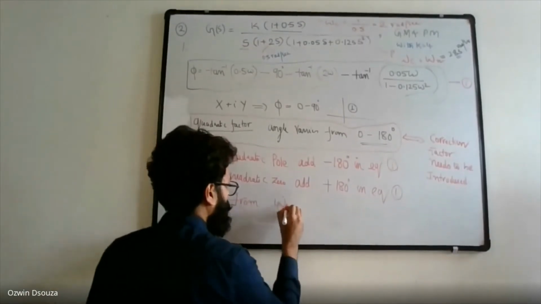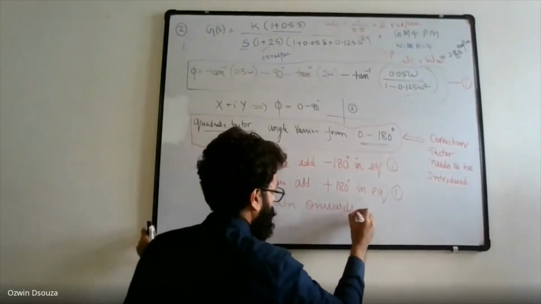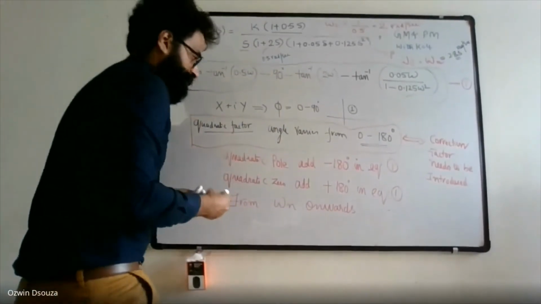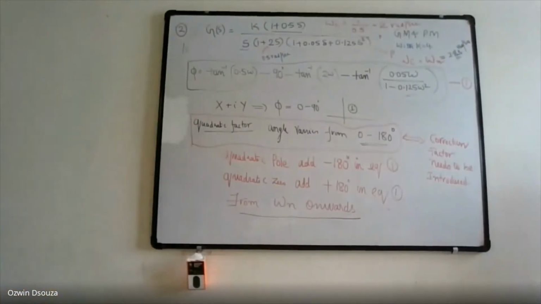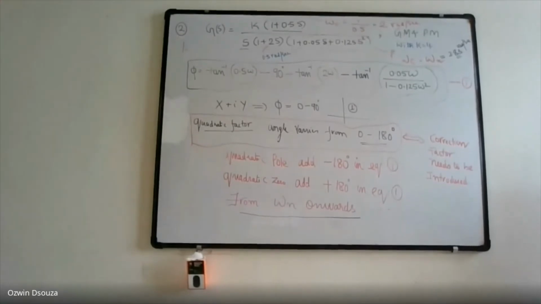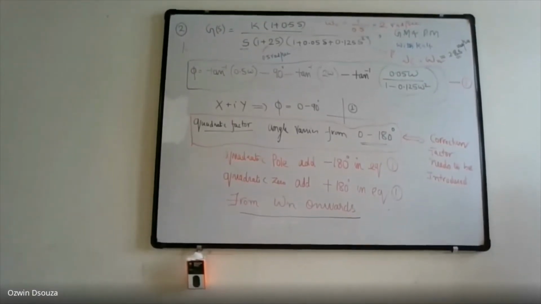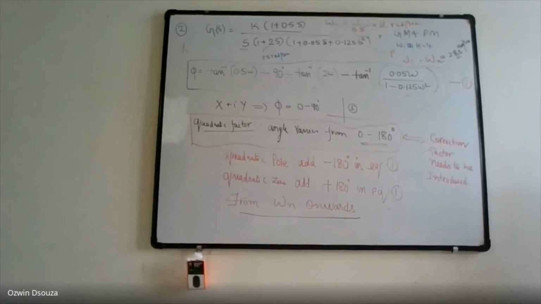From omega n onwards. From omega n onwards. This is very, very important. From omega n, that means everywhere you don't have to add. When that factor comes into the picture, that time you have to start adding either minus 180 degree or plus 180 degree, depending upon the value of the natural frequency of oscillation.